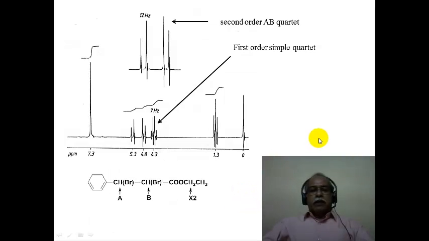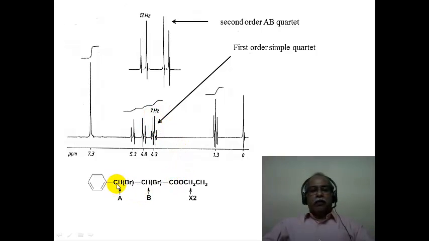Now here is an example of a first order quartet as well as an AB quartet appearing in a spectrum. Consider this dibromoester. The CH2 group in the ester functional group is a true first order, and that has the intensity ratio of 1:3:3:1, which is represented by this arrow showing the first order quartet here. And between the adjacent lines, if you measure the coupling constant, it would correspond to 7 Hertz. Irrespective of which 2 adjacent lines you take and measure, it will always be 7 Hertz.